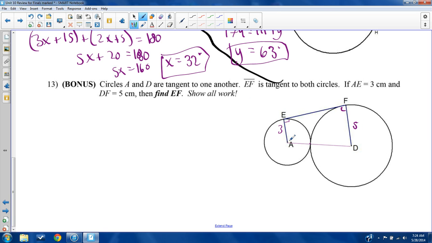AE is 3, DF is 5. This together is 3 plus 5. So AD is 8. Okay, because that's radius plus radius. Then find EF, show all work.